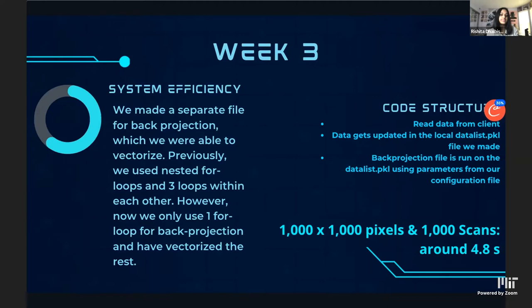We also changed our code structure. So we basically read data from the client file, and this data gets updated in the local data list file we made, and this is a pickle file. And then we have another back projection file with our algorithm. This is run with the data list pickle file using parameters from our configuration file, which includes variables we set like range resolution and scan count, et cetera.